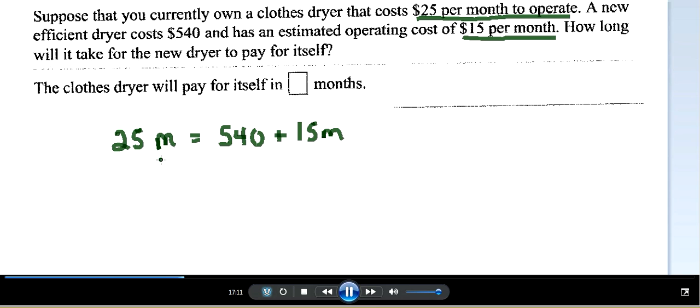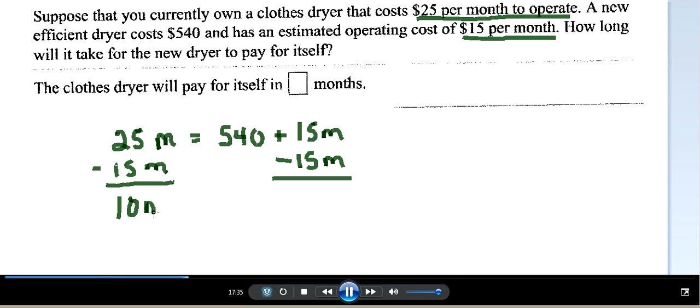Okay, so here I've got 25m and 15m on either side of the equal sign, so I want to bring the one on the right over to the left by adding the opposite of 15, which is minus 15. The same thing as saying subtract 15m to both sides. And I end up with 10m equals this 540.